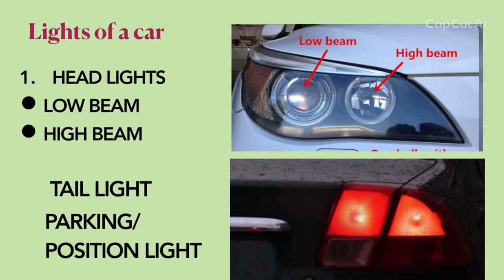Then after that, there are parking lights, which are also referred to as position lights. These are located on both the front and the rear of the vehicle. Towards the back, they are a light red color, and towards the front, they are white.